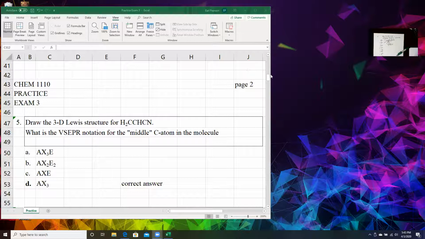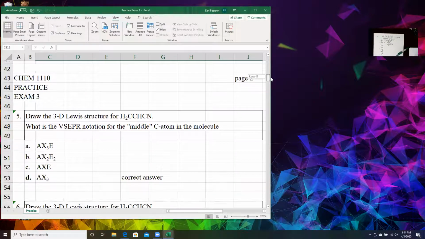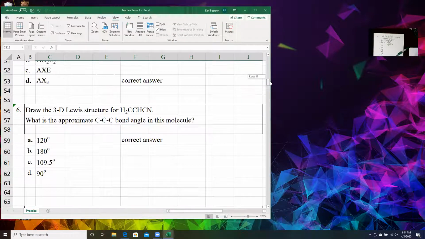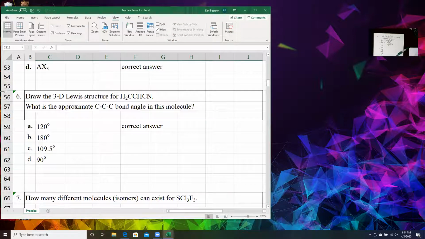All right, let's take a look at number 6 and see what that's about. It's the same molecule, and it's asking for the C-C-C bond angle. So number 6 is the C-C-C bond angle in the same molecule. Okay.